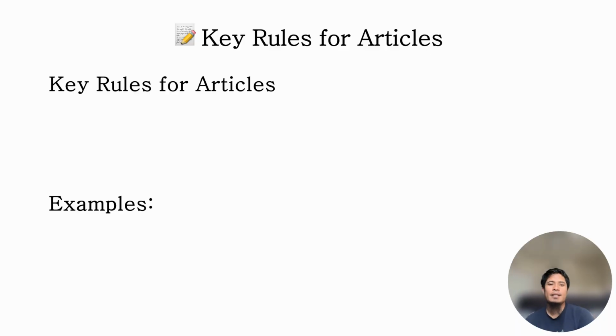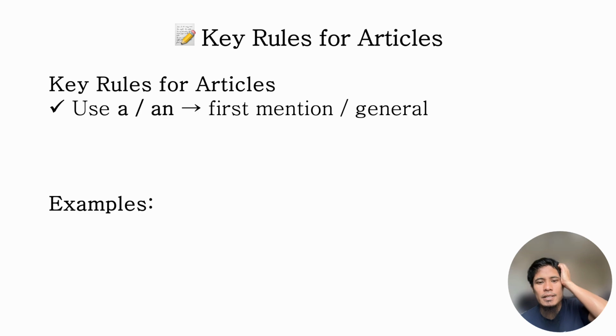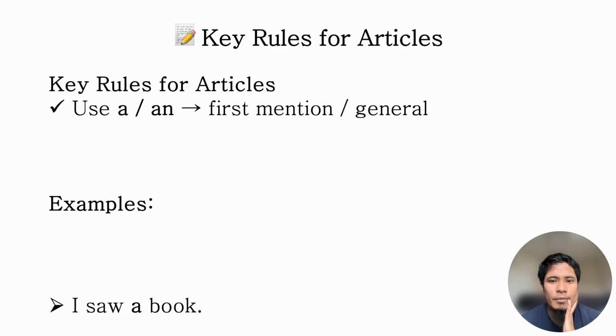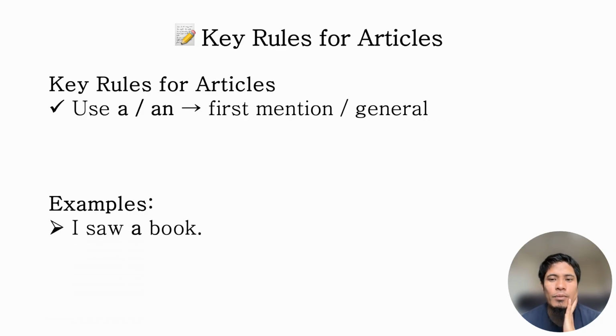Okay, right. So to help you apply what we have learned, let's summarize the key rules for using articles in English. First, we use articles a and an when we mention something for the first time, or when we are talking about something in a general way. For example, I saw a book. I saw a book means any book, not a specific one.